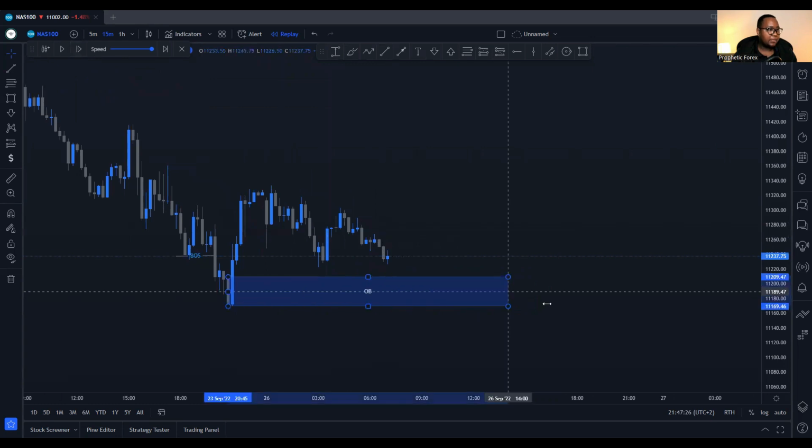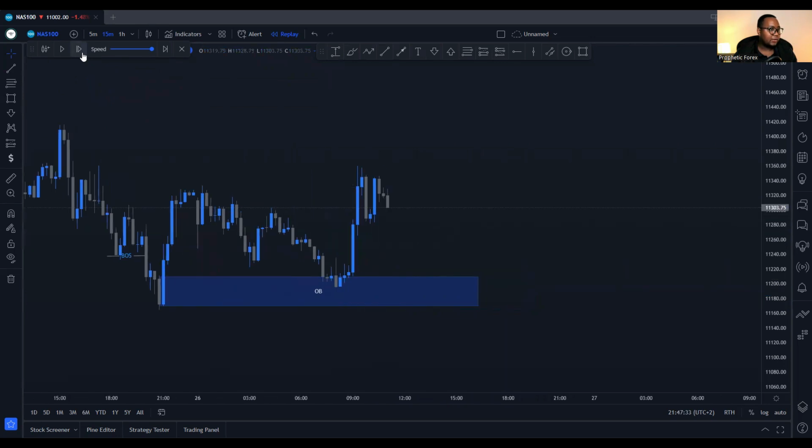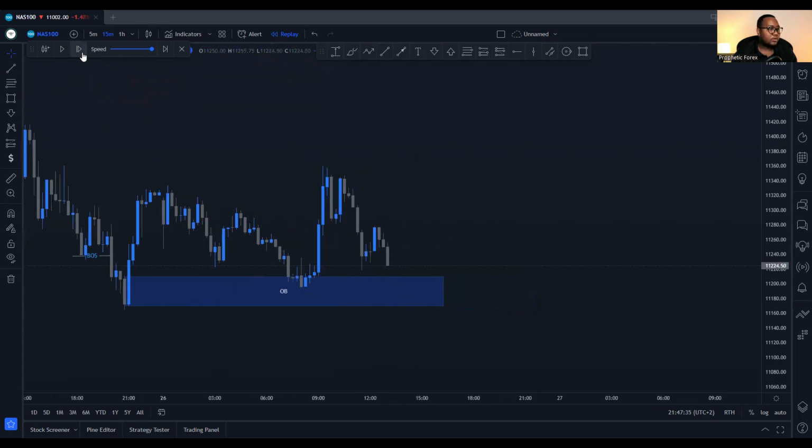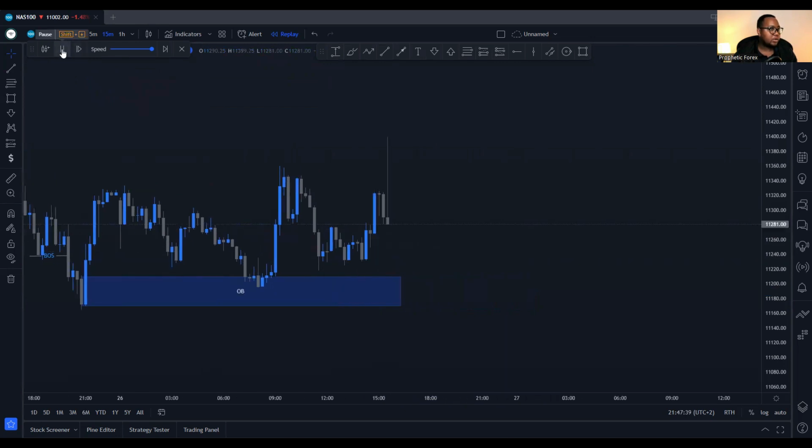It may take time again, please, family. So you must be really patient. Look at that. And of course, the market rallies all the way up. You can put your ideal take profit areas as you wish.